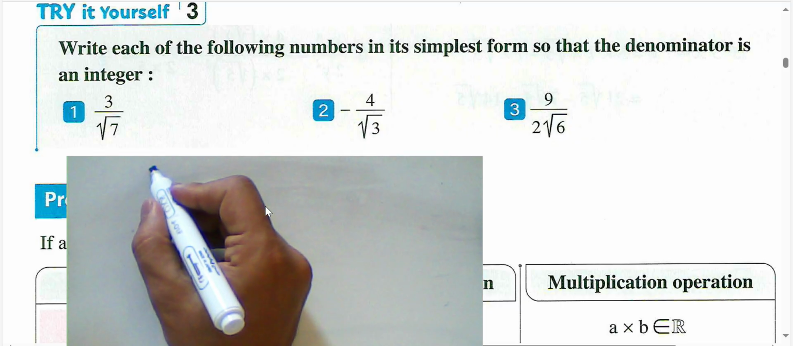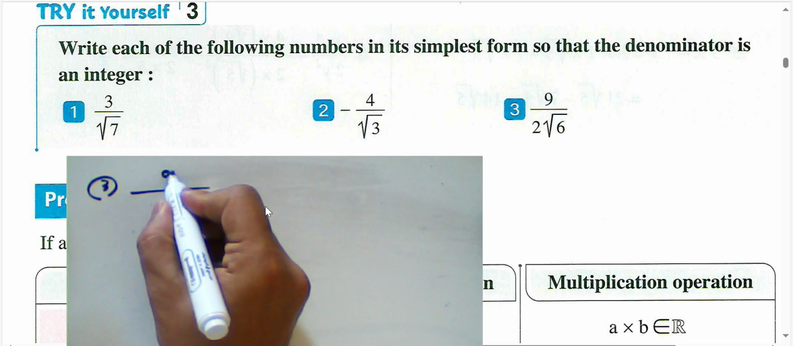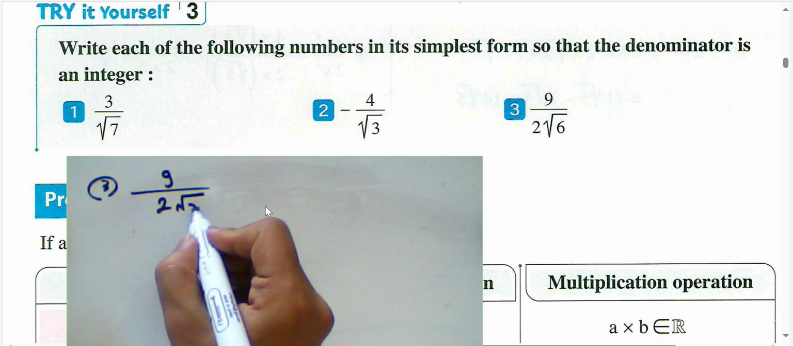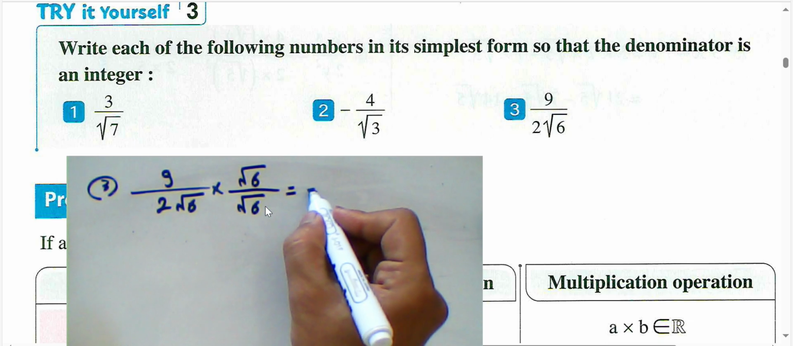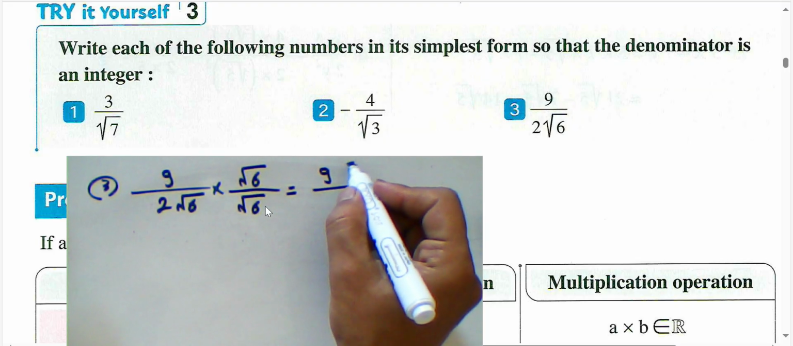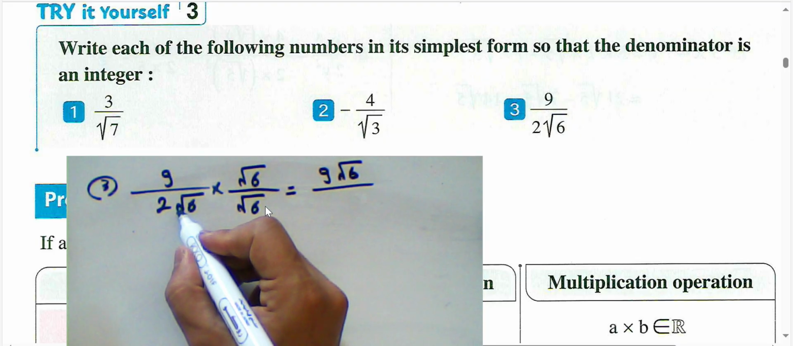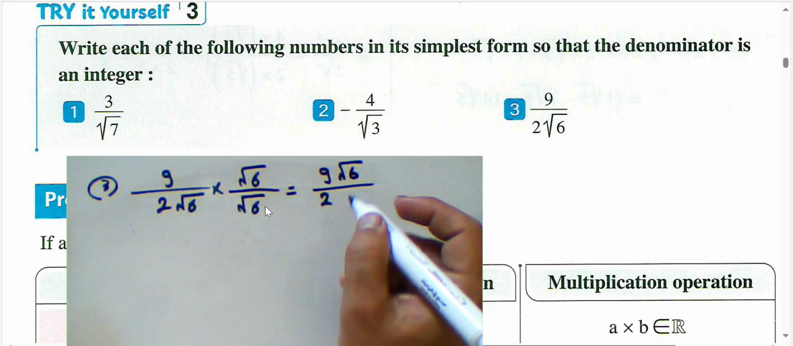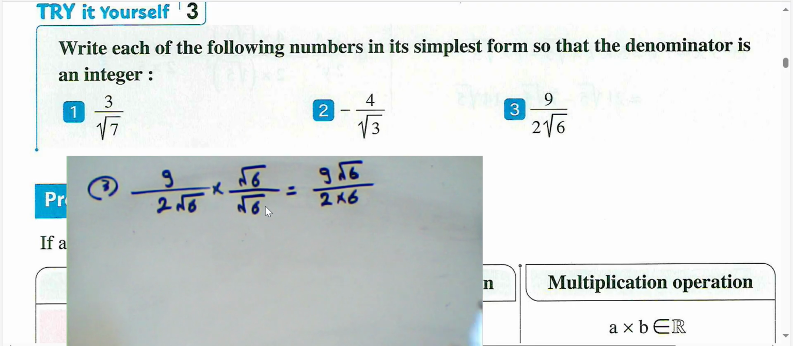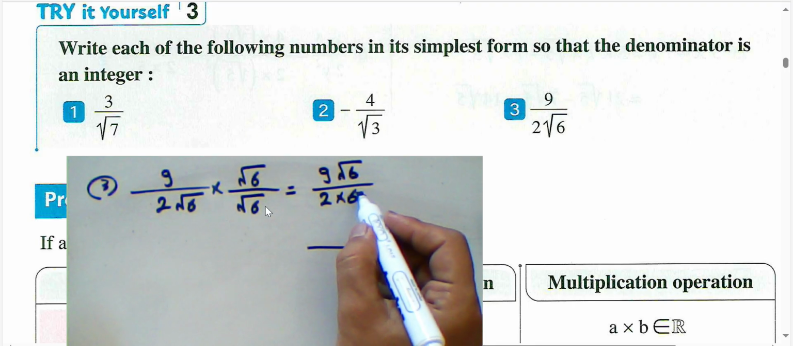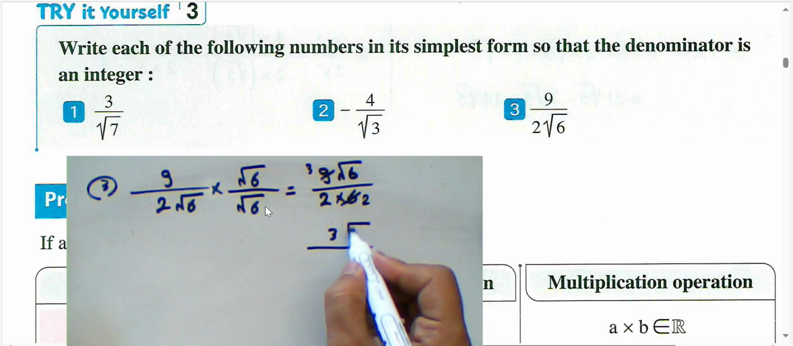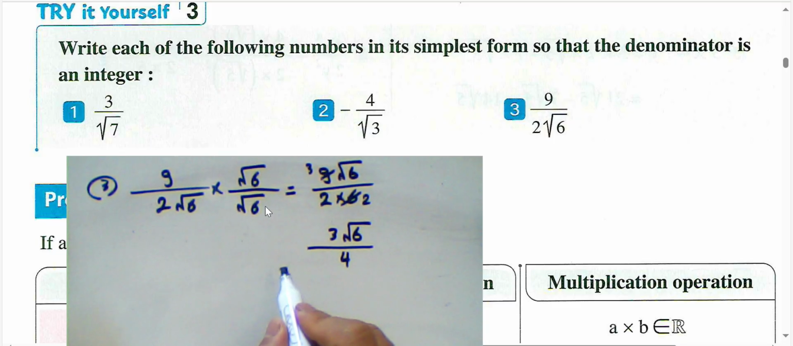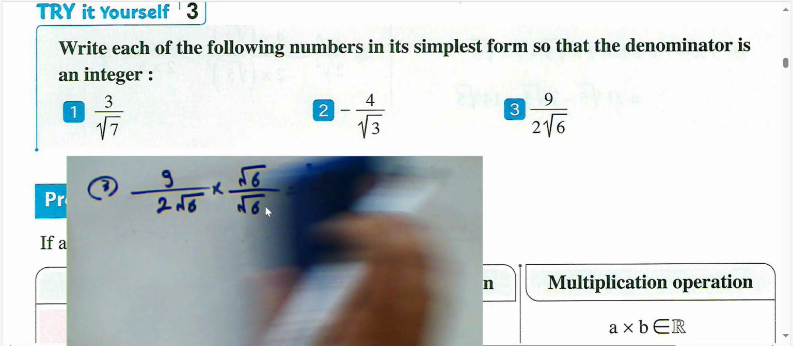Question number 3, 9 over 2 root 6. We can multiply by root 6 in the numerator and denominator. Then we can write 9 root 6, and 2 times root 6 times root 6 equals 12. Then we can simplify this together: 12 divided by 3 equals 4, and 9 divided by 3 equals 3. Then the result will be 3 root 6 over 4.